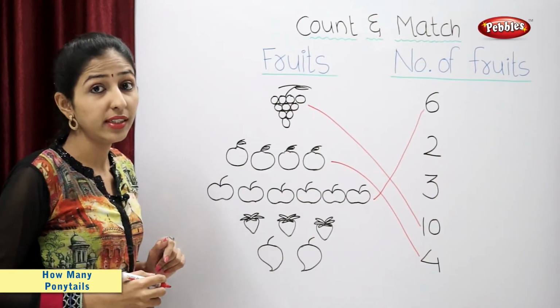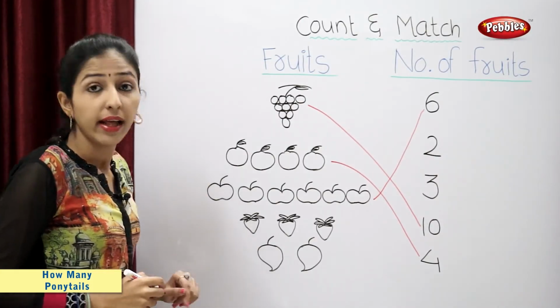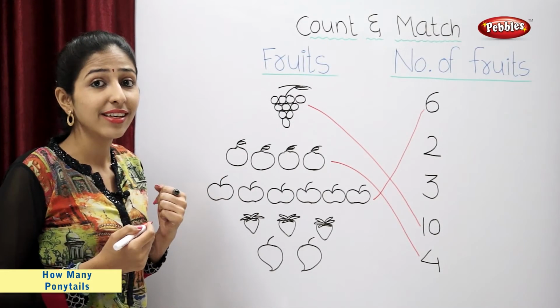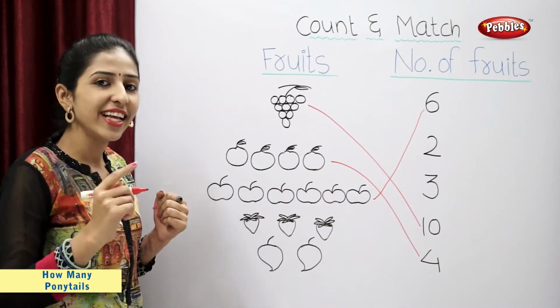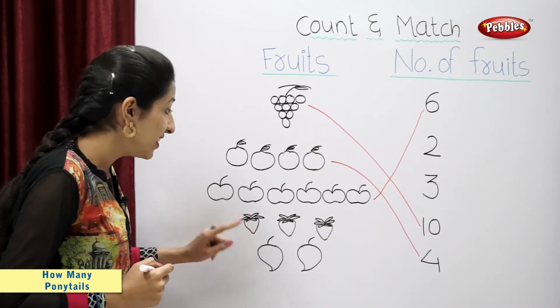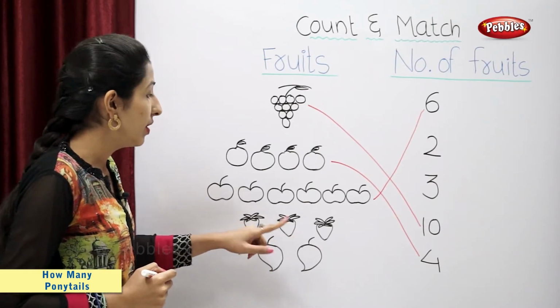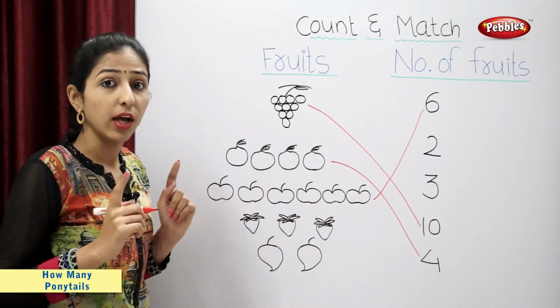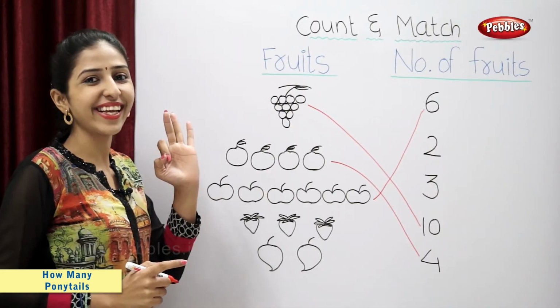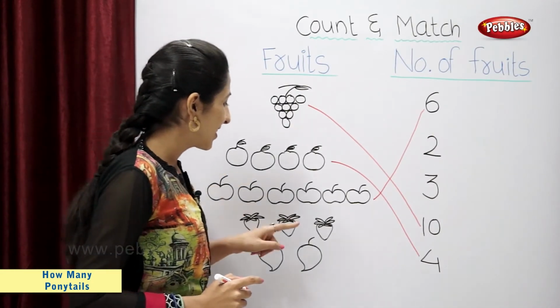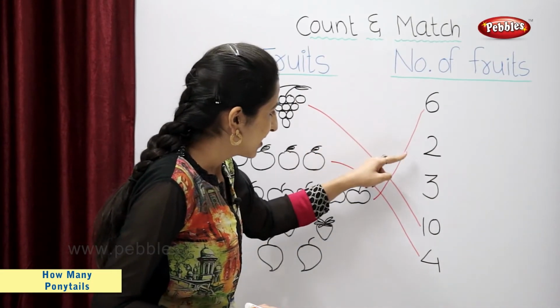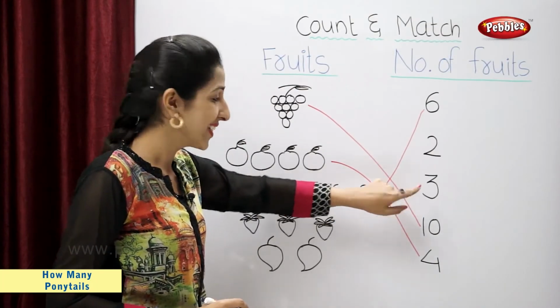Strawberries. Students, count and tell me there are how many strawberries? Let's count. 1, 2 and 3. Now let's find number 3. Number 3.